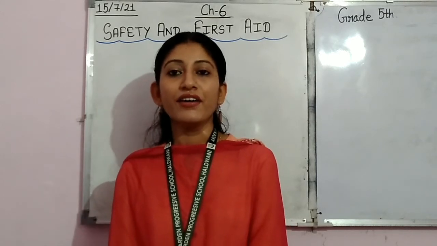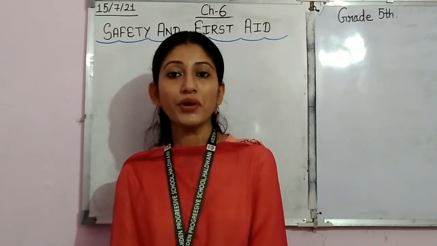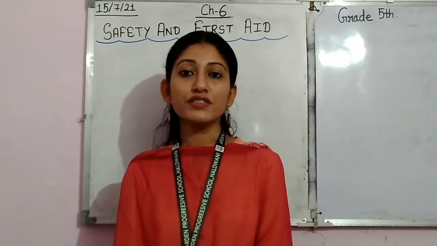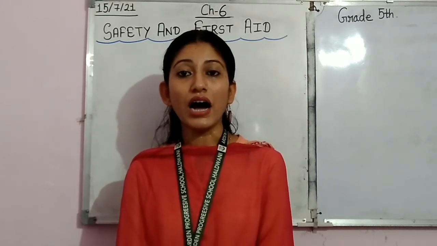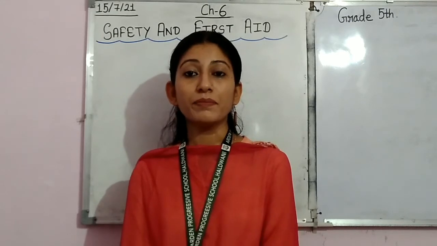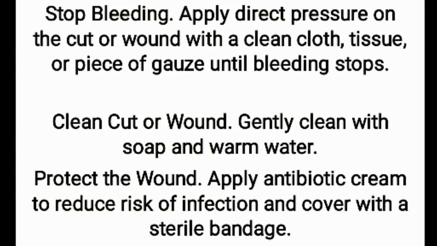Now let's see, when an accident occurs or a person suffers from bleeding and wounds for any reason, how do we prevent that person from suffering? Let's see these steps. When any person is suffering from bleeding, to stop it we must apply direct pressure on the cut or wound with a clean cloth, tissue or a piece of gauze until the bleeding stops.